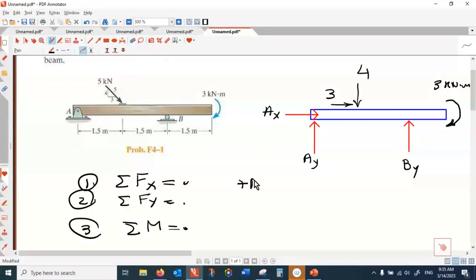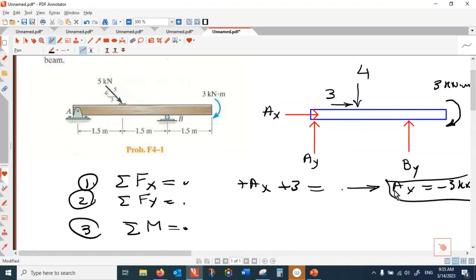So that is plus AX plus 3, that's it, equal to 0. And therefore, I find AX is minus 3 kilonewton. So what does it tell me? It tells me, look, when you assumed the direction of the reactions, you should have taken it in the opposite direction. That's okay. We always start with an assumption, and then once you solve, we find out how to fix that assumption.